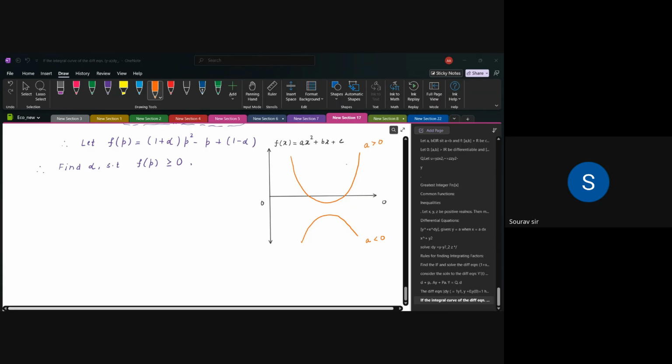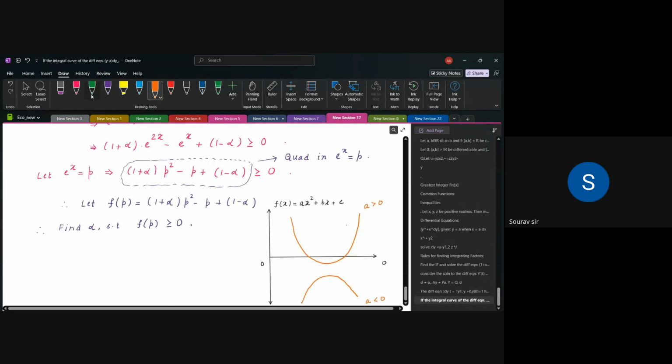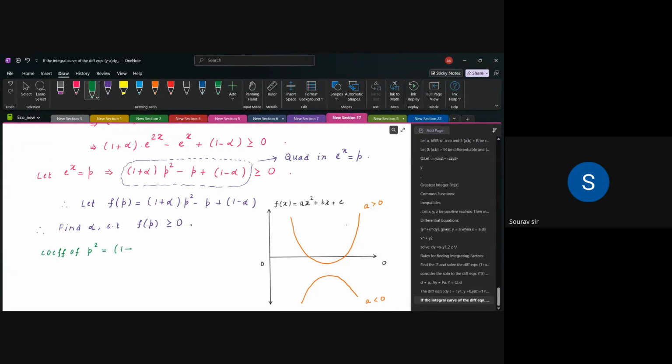Now over here in our question, what is the coefficient of p square? It is 1 plus alpha, right? Correct? And what is the value of alpha? Alpha belongs from 0 to 1. So 1 plus alpha is positive.